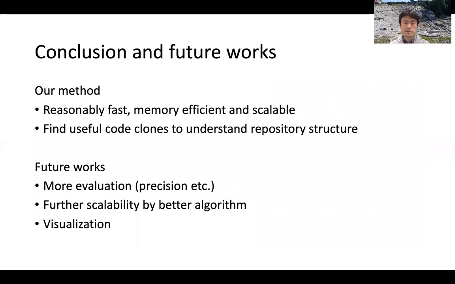So finally, we discuss the conclusion and future work. Our method, as we showed, is reasonably fast and memory efficient at scale. As we noted, it can process the whole repository of the Android operating system. Also, it can find useful code clones to understand the repository structure, even though it only detects weak type 1 code clones.